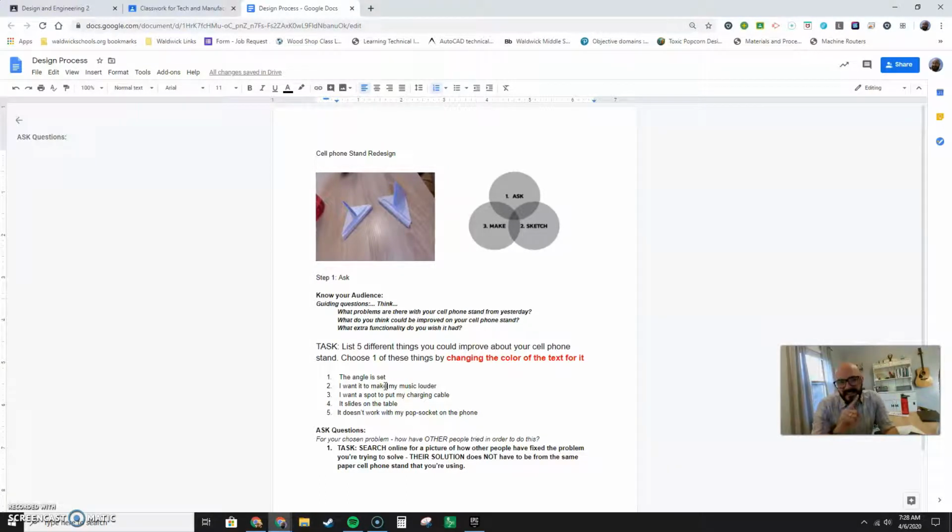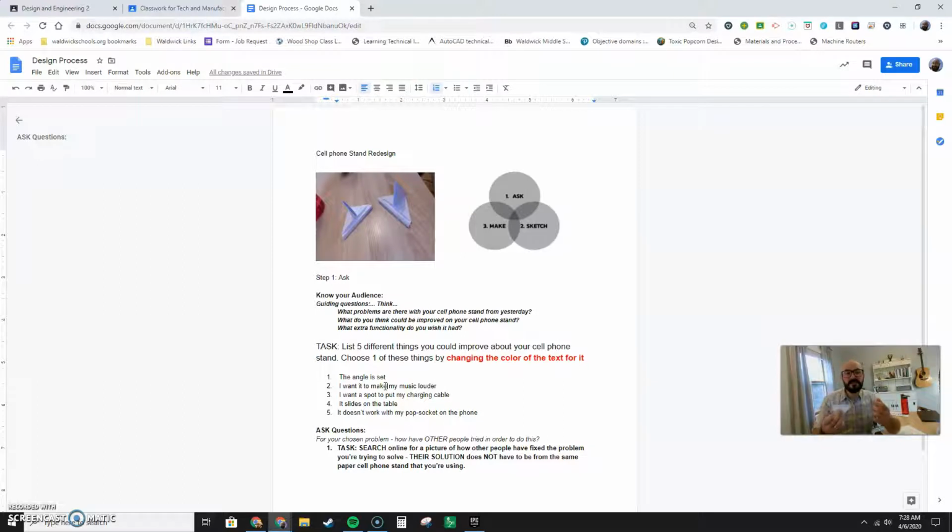The angle is set. Okay, I'm trying to show you where my thinking is so you can understand what we're doing here. One problem that I noticed is that the angle is set. You can't adjust that angle very well. Number 2, what if my cell phone is playing music, the speaker is coming out of the bottom, it doesn't come out the front, and I notice that it's not that loud.